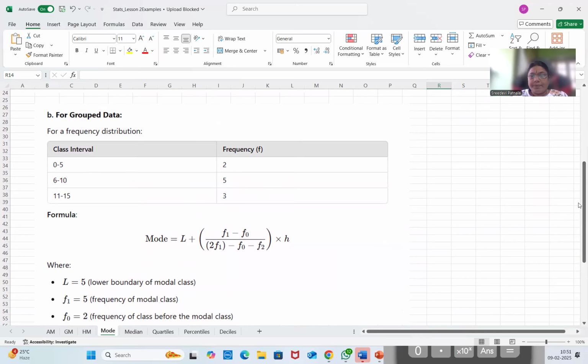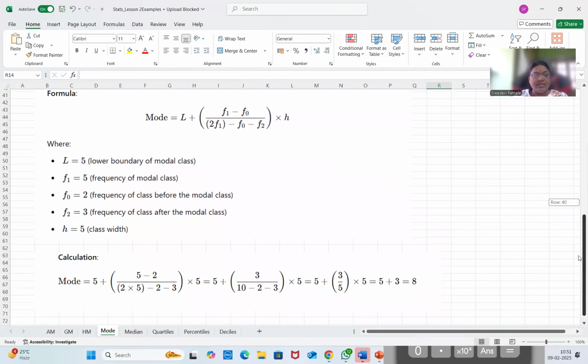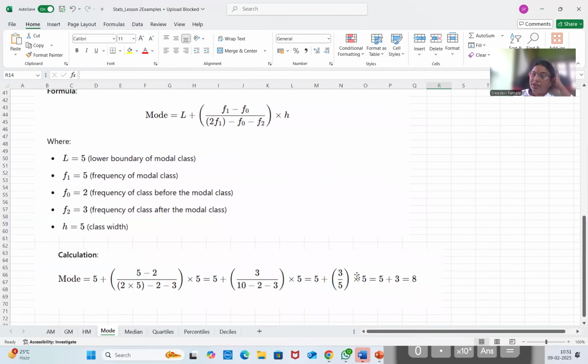Okay. That's all about the model class, and apply the mode. You will get the formula. These are all again plus and division, and in brackets, just apply the values, use the calculator and get the value. Now let's move to the next concept, median.